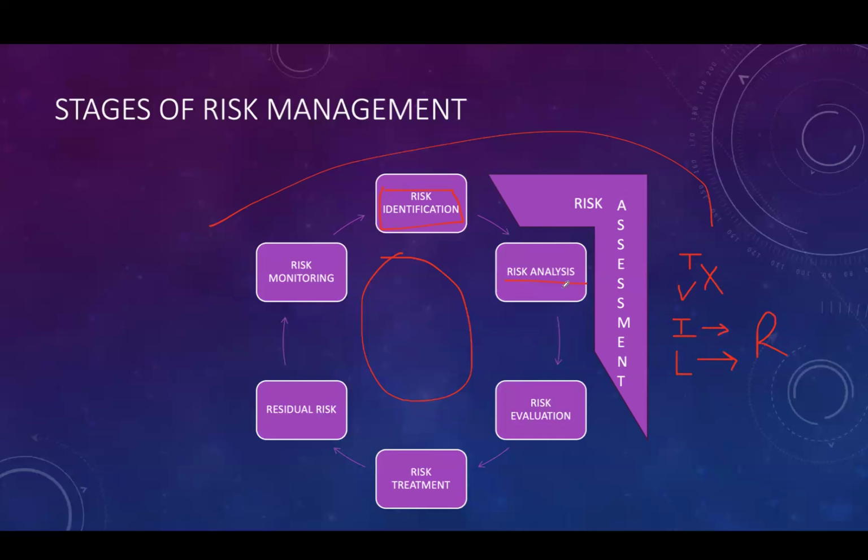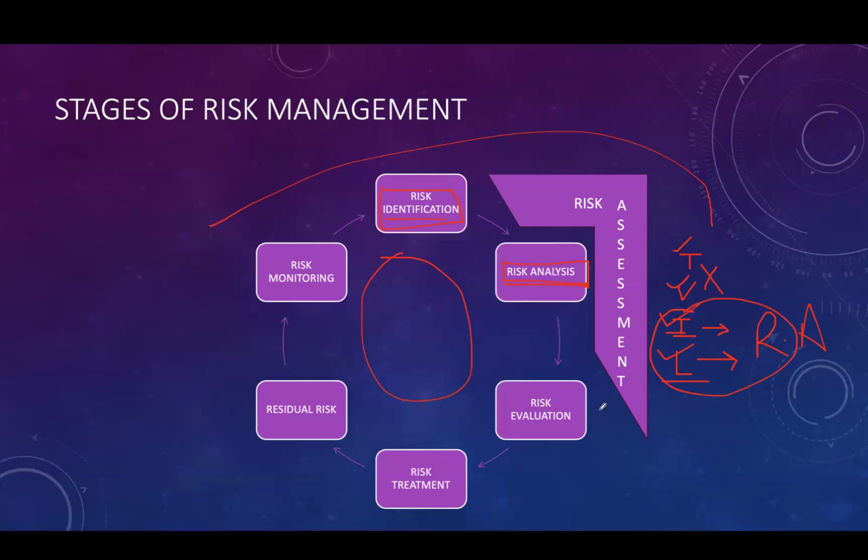So risk analysis is basically all about finding the impact and finding the likelihood. Vulnerabilities and threats would be identified during the risk identification process, but what is the impact and what is the likelihood of that risk is the risk analysis. We can do this through various techniques like business impact analysis and risk analysis. So this process is called risk analysis.